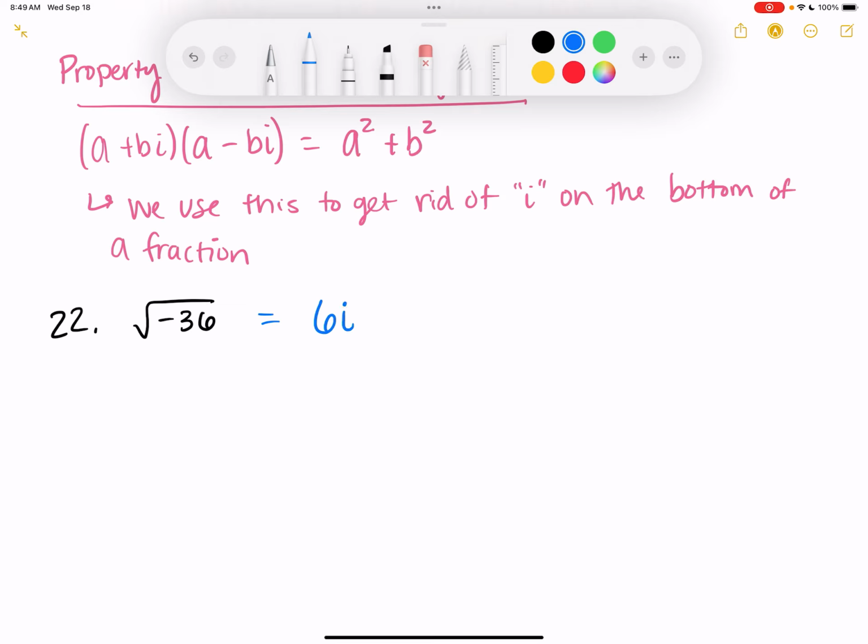So that's what they mean. A real number times an imaginary number. That's what they're getting us to do. A real number and i is what it says.